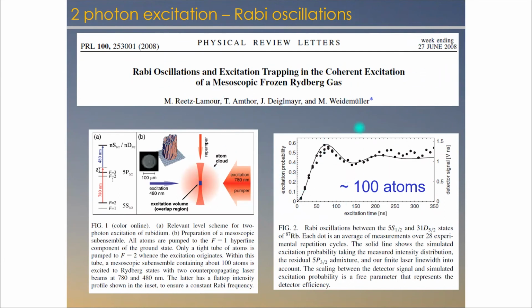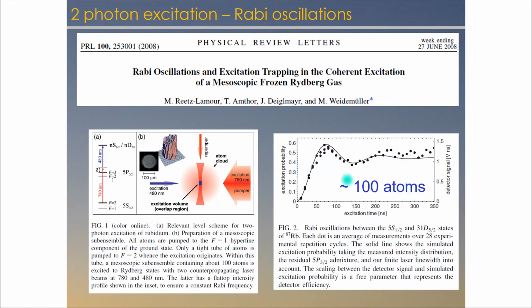There's 2008 work from Matthias Weidemüller's group, and this is with about 100 atoms. You see some signatures of oscillation, but it's not very coherent. This is partly Doppler, but partly because you have a distribution of atoms and Gaussian laser beams. So different atoms are seeing different intensity and therefore different Rabi rates, and it just washes out. So that's not very good.